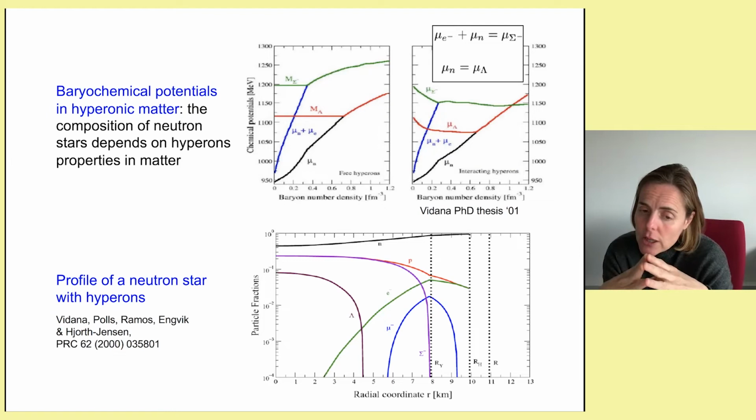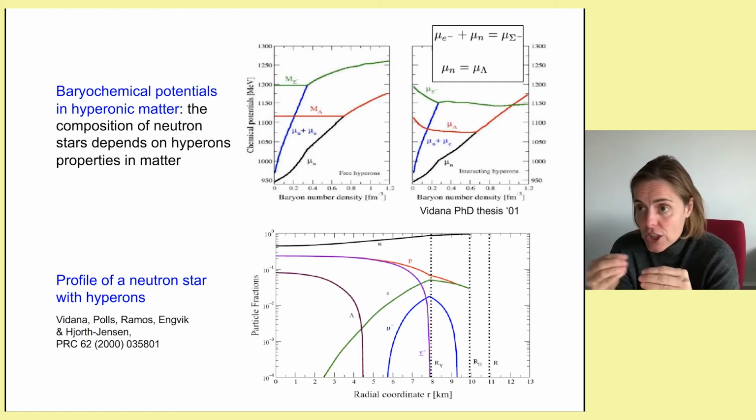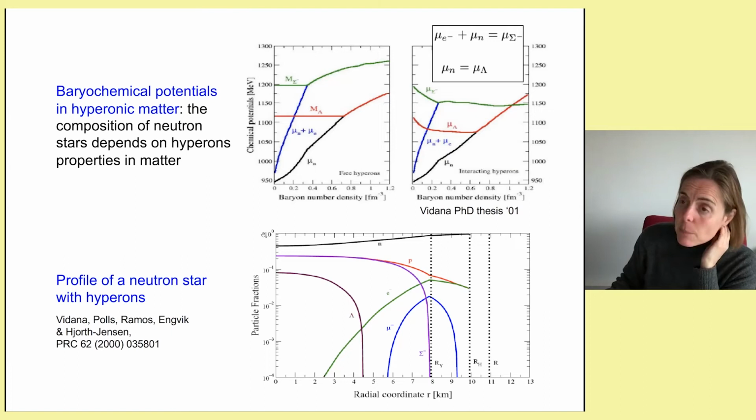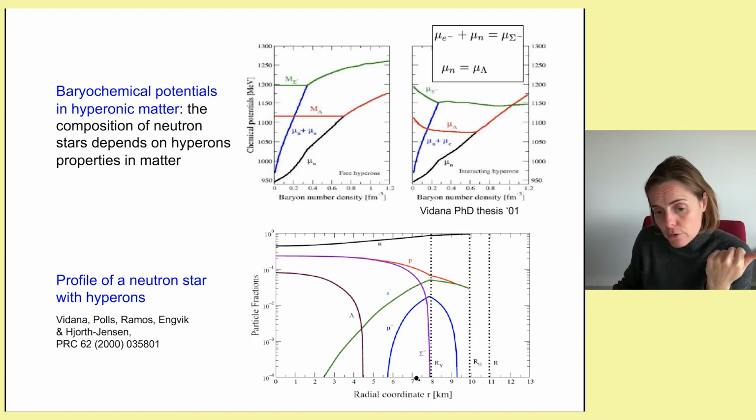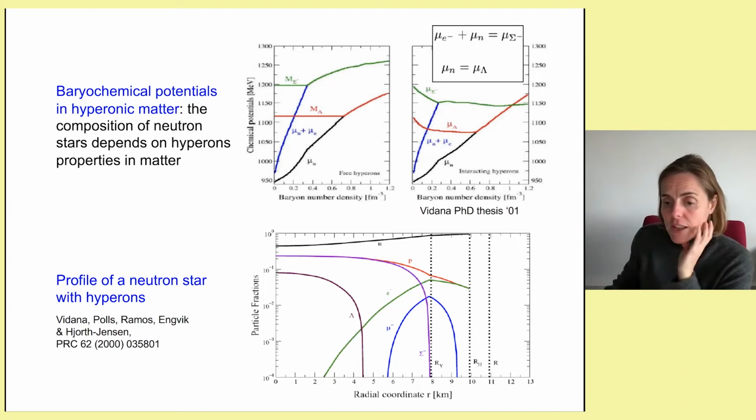So you start with a model from which you can extract the chemical potentials, and then, imposing these relations of beta equilibrium, you see which particles you have at each density, or at each distance to the center. This is what you see here: the particle fraction versus the radial distance to the center. As we move to lower values of the radius, we go towards the center of the star. Your star has a radius of 11 kilometers, assuming 11 kilometers.